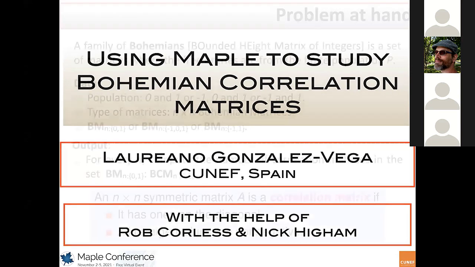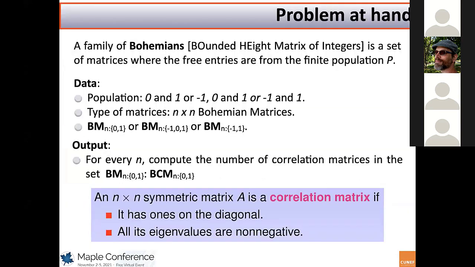I am considering Bohemian matrices. A Bohemian matrix family is a set of matrices where the free entries come from a finite population. And those Bohemian matrices I am going to consider today are those where the population is, for example, 0, 1, or -1, 0, and 1, or even -1 and 1. So the Bohemian matrices in this case I am going to consider are square matrices, and I will denote by B_n{0,1}, for example, the set of Bohemian matrices of dimension n where the entries are 0 and 1, and similarly in the other cases.